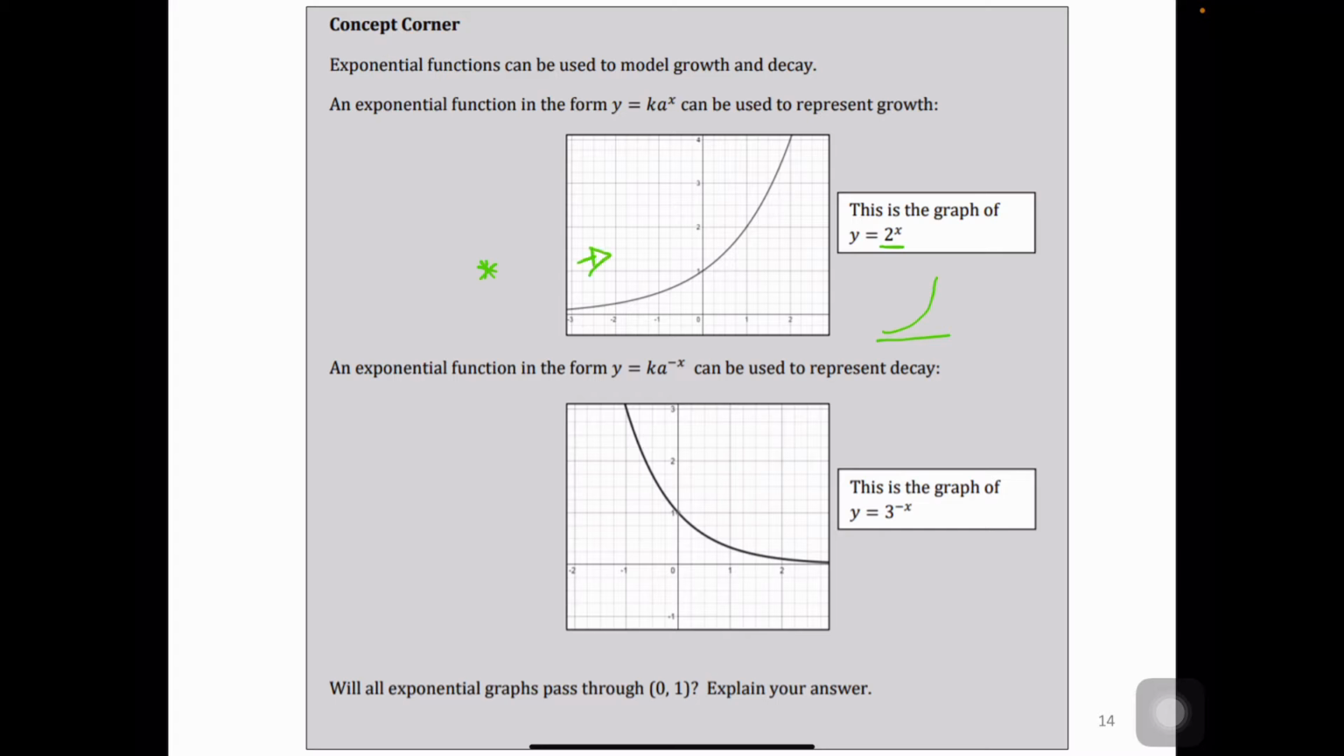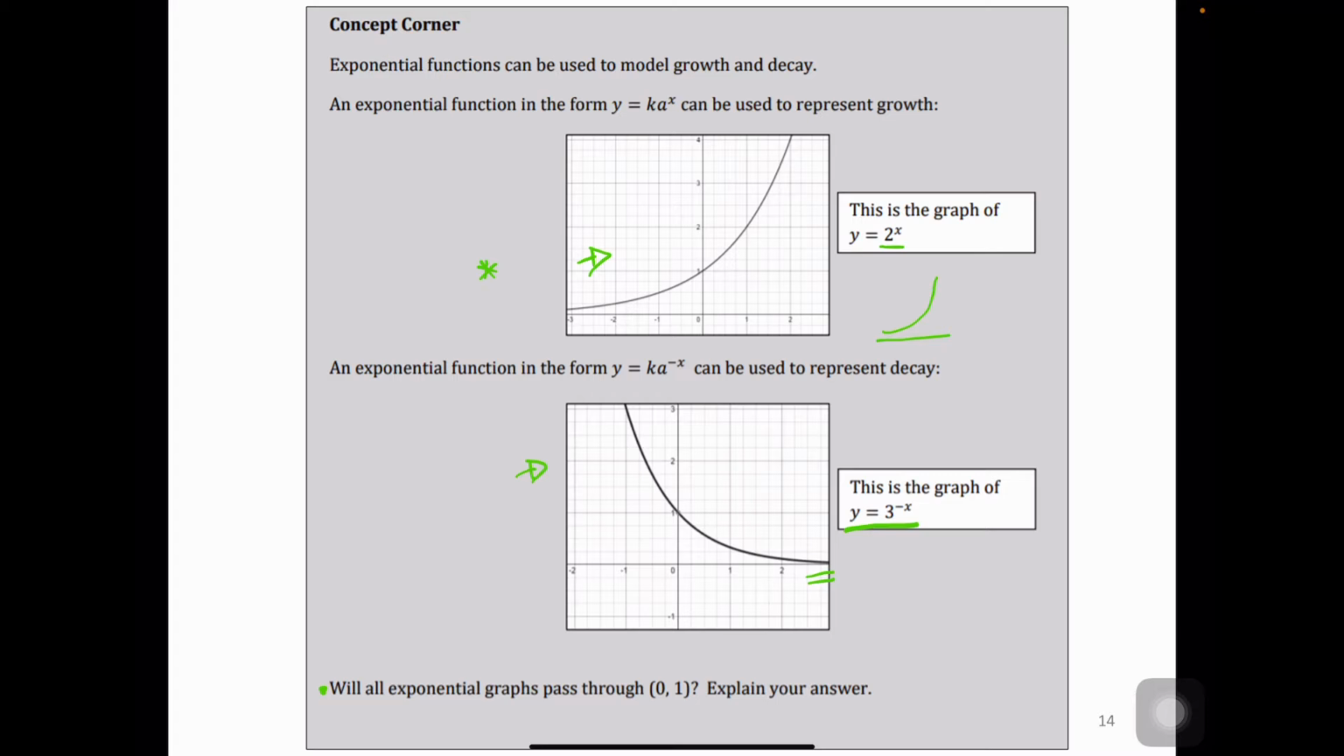Now, compound decay can be modeled using this graph because the value, as you can see, is decreasing and it never actually hits 0, but it does get very close. So as it says here, this is when the x coefficient is negative, as you can see, 3 to the negative x.